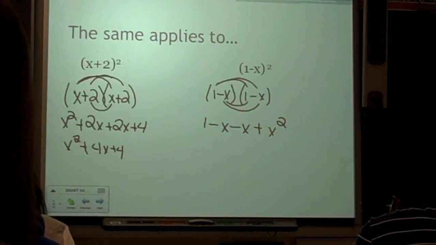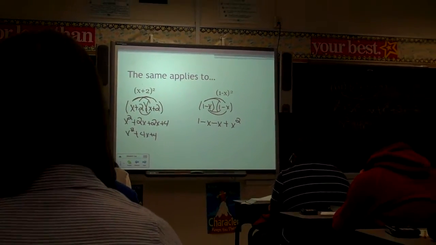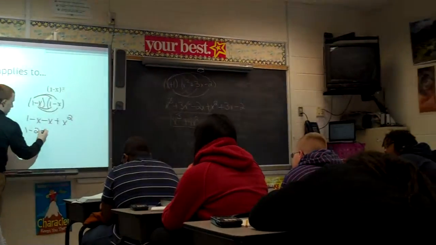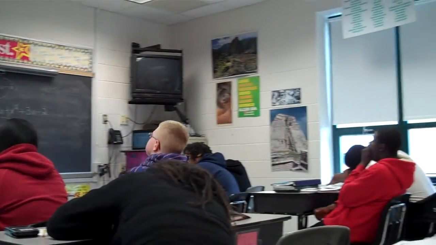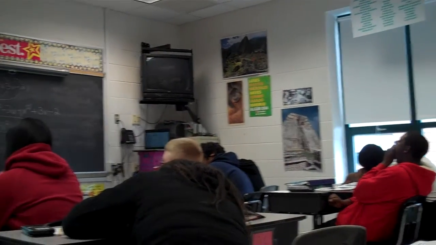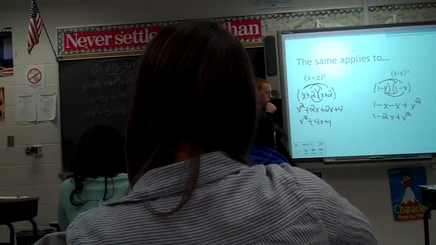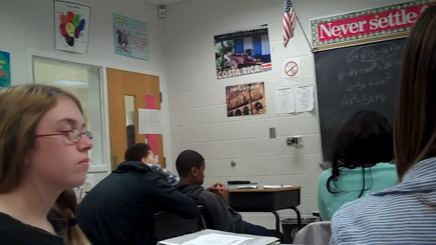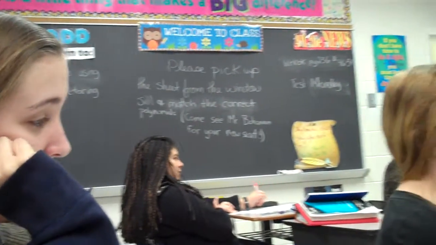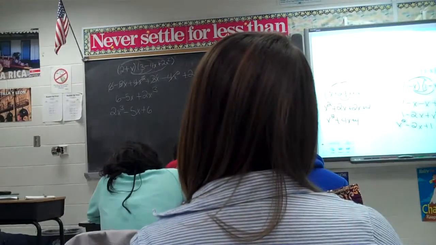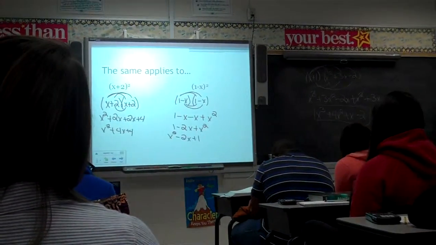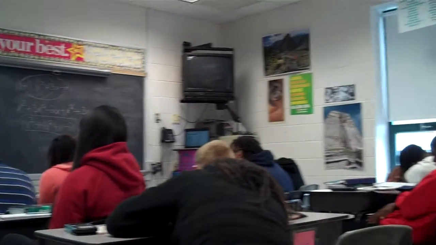So now what do I do here? Combine like terms. I must be done now, right? No, what's wrong? Not in standard form. What's standard form then? x squared minus 2x plus 1. And that one looks good. Okay. So, that feels good.